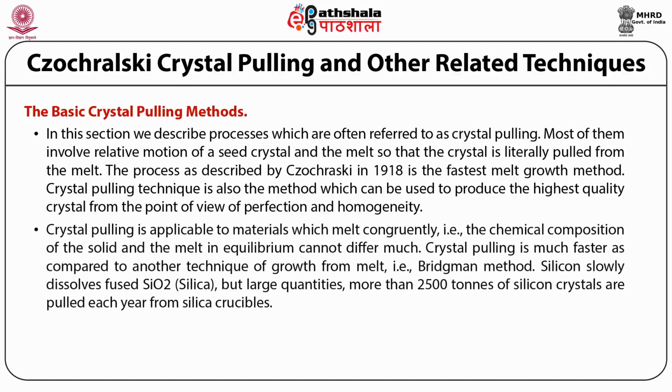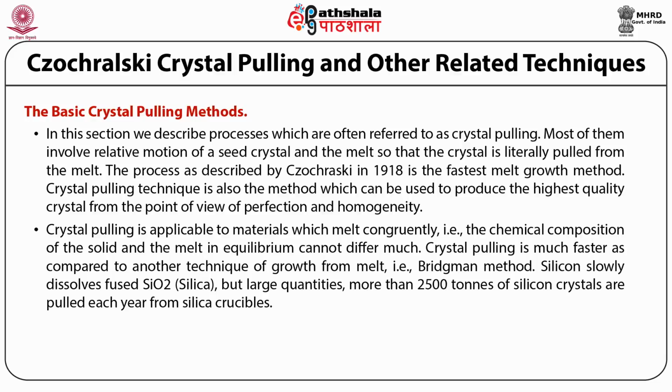Crystal pulling is applicable to materials which melt congruently, that is, the chemical composition of the solid and the melt in equilibrium cannot differ much. Crystal pulling is much faster as compared to another technique of growth from melt, that is the Bridgman method.